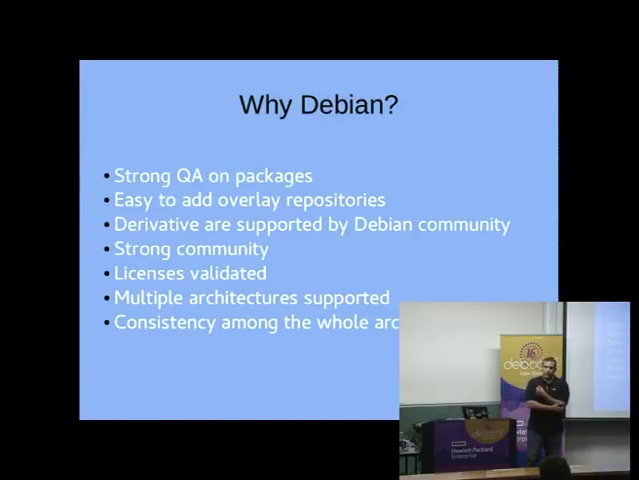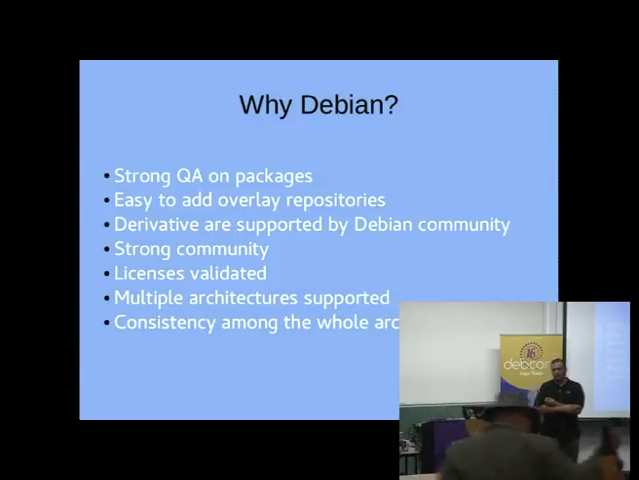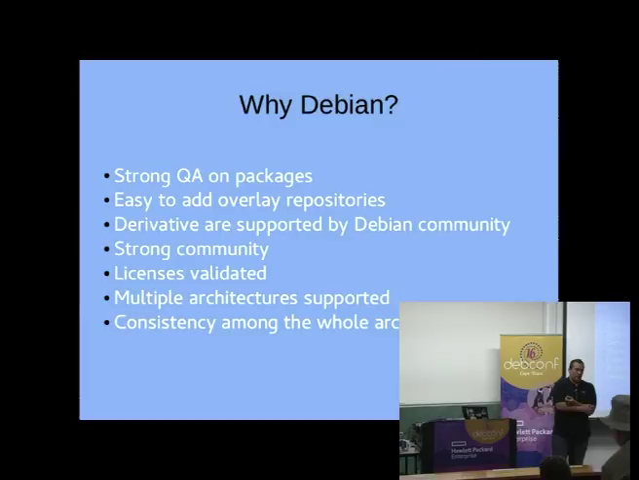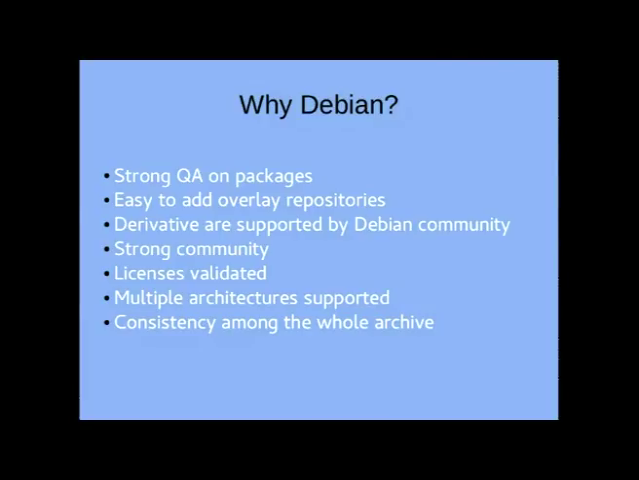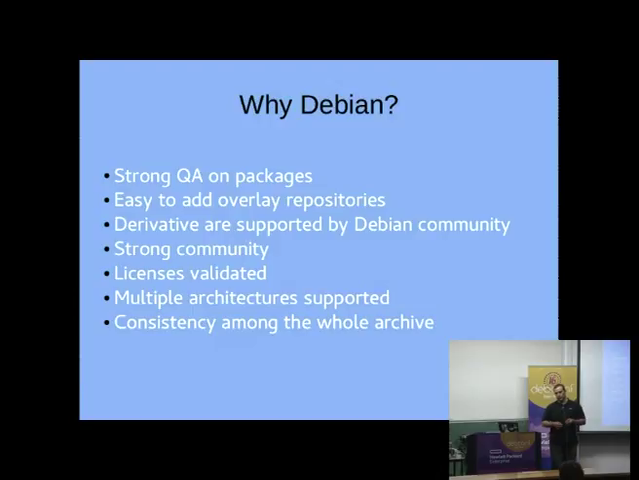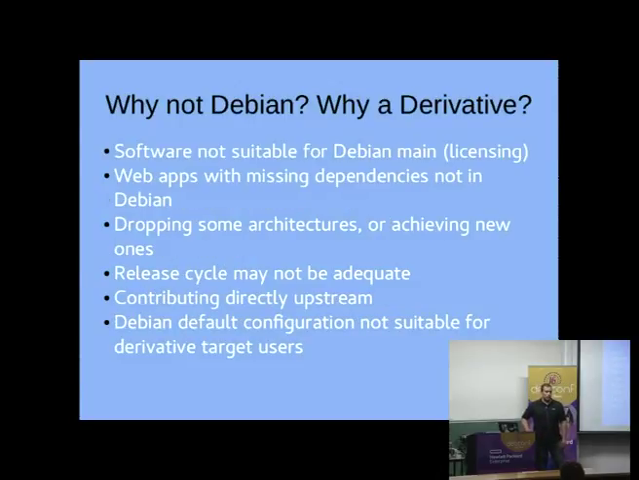So why do people base derivatives on Debian? Debian is an excellent platform. It's stable. It has a lot of packages. There's a lot of QA throughout. It just works. So Debian is an excellent pick to run a derivative. It also has multiple architecture support, so you might not care about Intel, but other platforms, so Debian is a really nice choice.